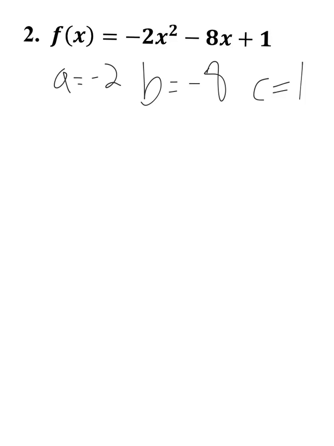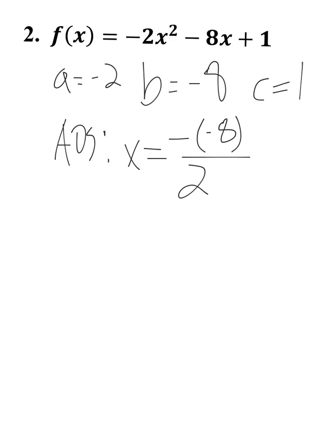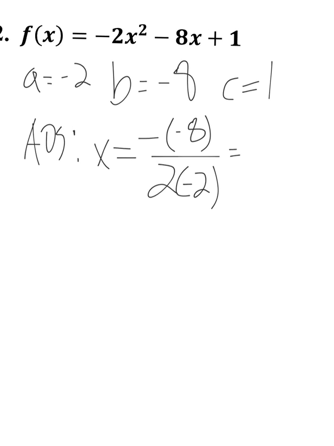So the axis of symmetry is x equals -b over 2a. So I'm going to have -b, which is the negative of -8, over 2 times -2. And so how many negative symbols do we have here? We have 3 negative symbols, so my answer is going to be negative. If you have an even number of negatives, they'll all cancel out. But an odd number, you'll still end up with a negative.